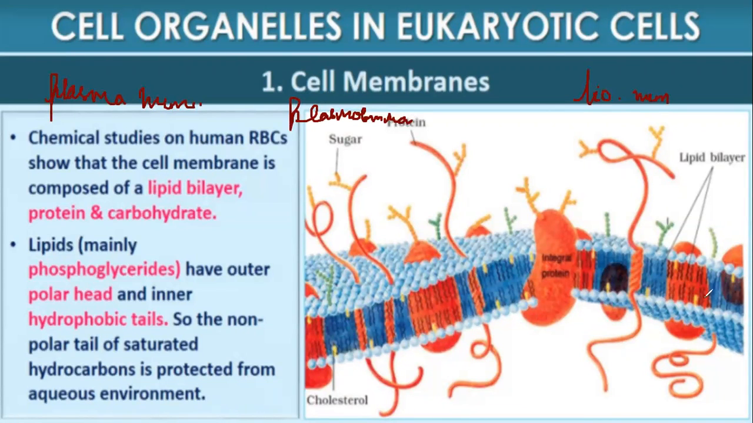Chemical studies on human red blood cells show that the cell membrane is made of lipid bilayer, protein and carbohydrate. In the next slide you can see a clear diagram. Lipids are mainly phospholipids. All these are things that you have to learn very carefully.